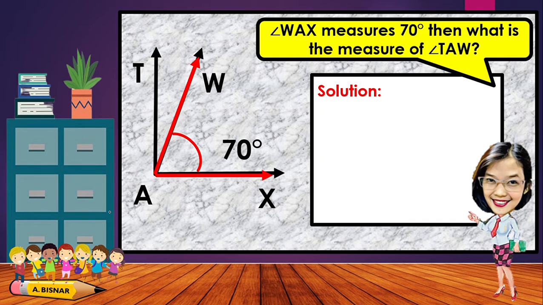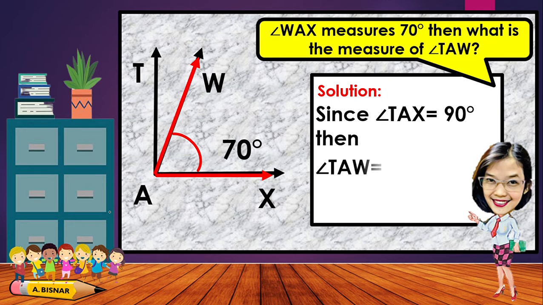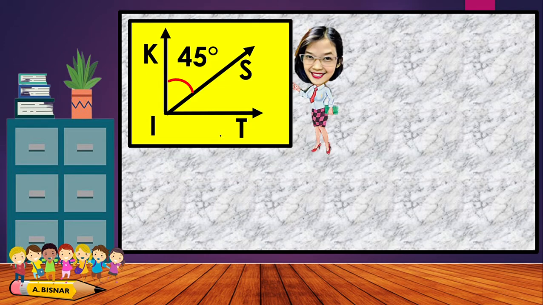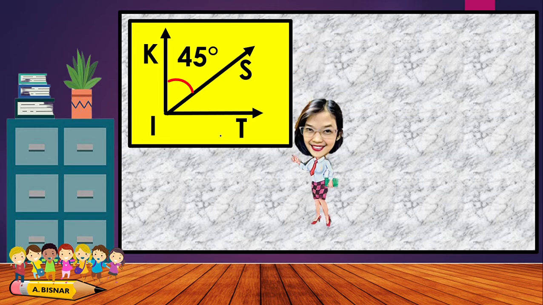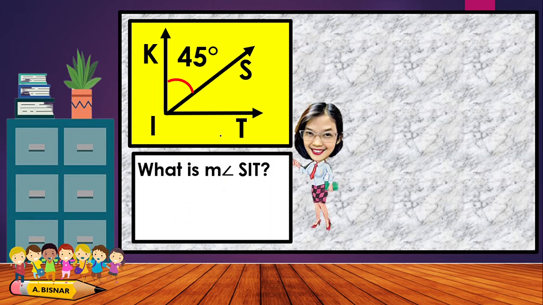Again, angle TAX is equivalent to 90 degrees. And from there, we will just simply subtract 70 from 90. And so, the measure of angle TAW is 20 degrees. And when you add them, 20 plus 70, this is equivalent to 90 degrees. Next, say we have this. The measure of angle KIS is 45 degrees. Now what will be the measure of angle SIP?